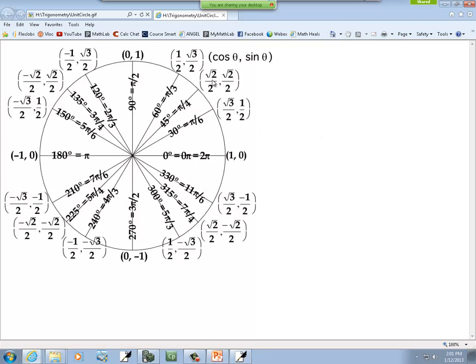Okay. Here's one place, pi over 4. Here's another place, 3 pi over 4. Square root of 2 over 2, square root of 2 over 2. 5 pi over 4. Square root of 2 over 2, square root of 2 over 2. And 7 pi over 4. Square root of 2 over 2 and square root of 2 over 2.